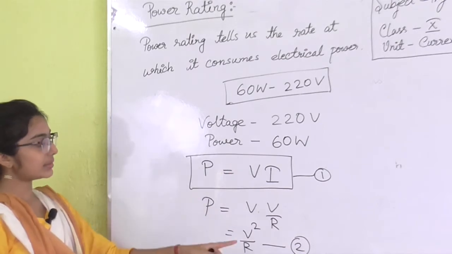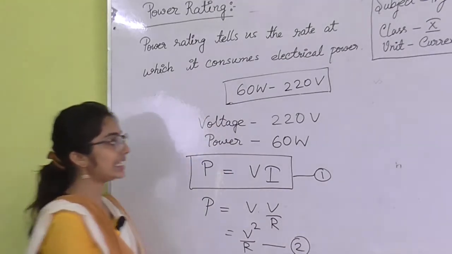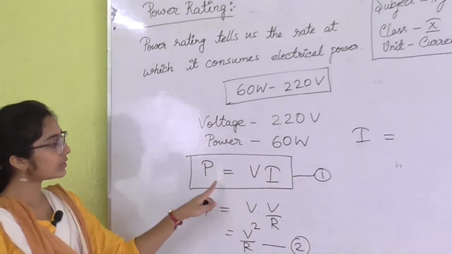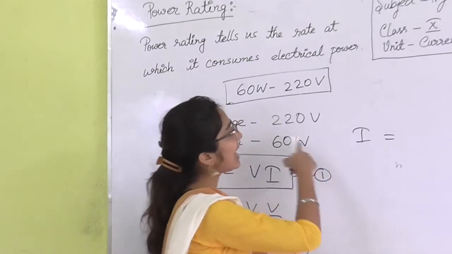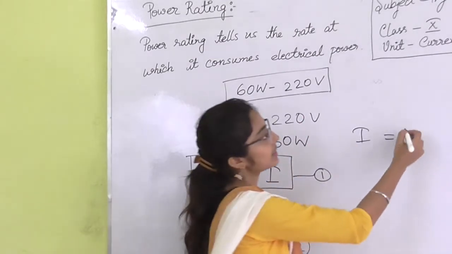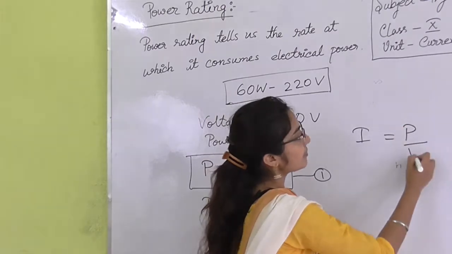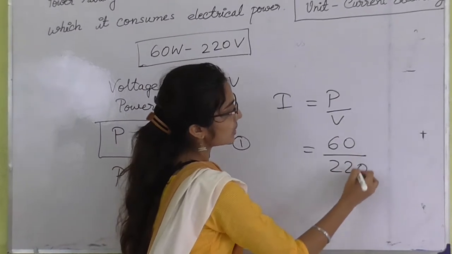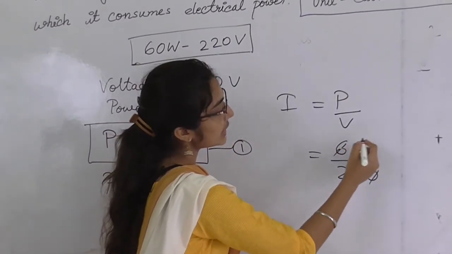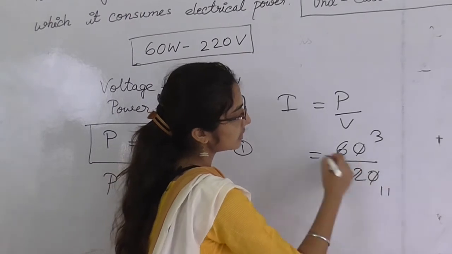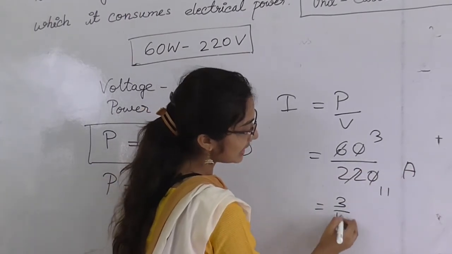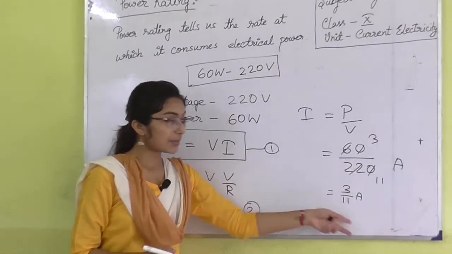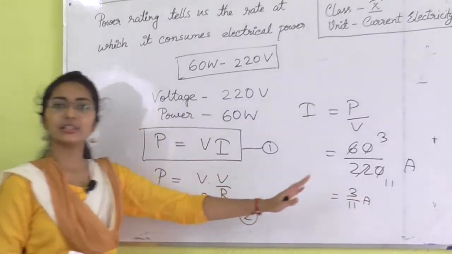So we can calculate basically two quantities from this rating. One is the current I. So I is equal to what? I is equal to P by V. So I is 60 by 220, so the current is 3 by 11 ampere. That current is consumed by the bulb and is passing through the bulb, and you can convert it into decimal also.